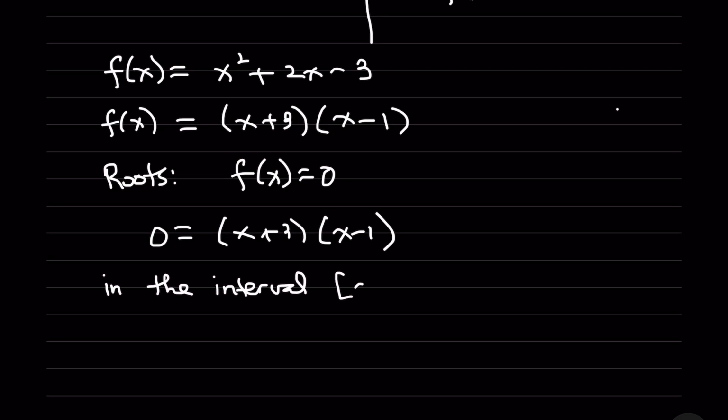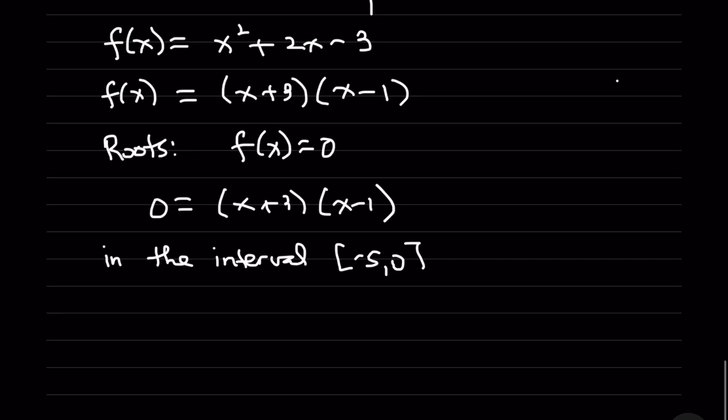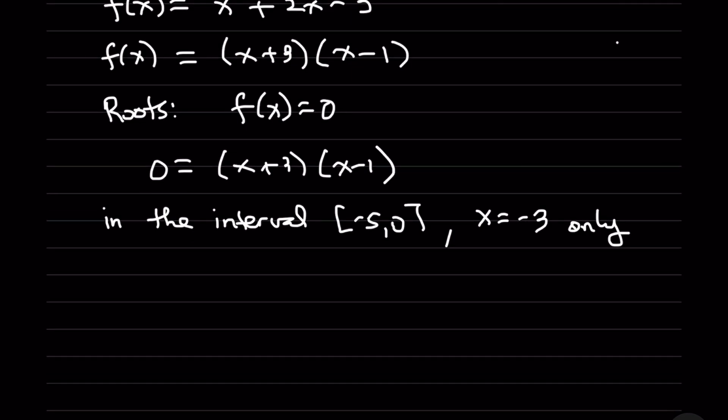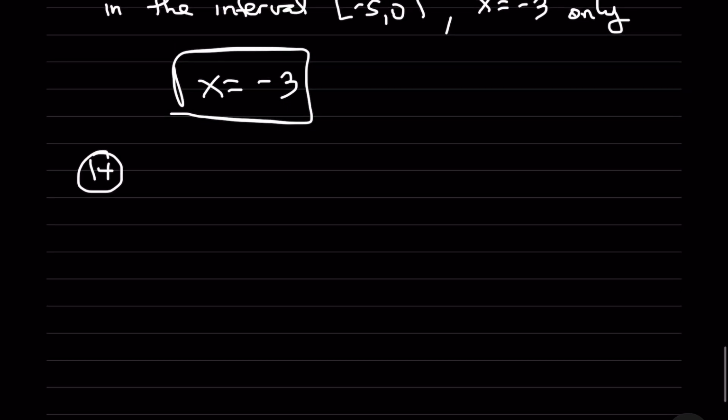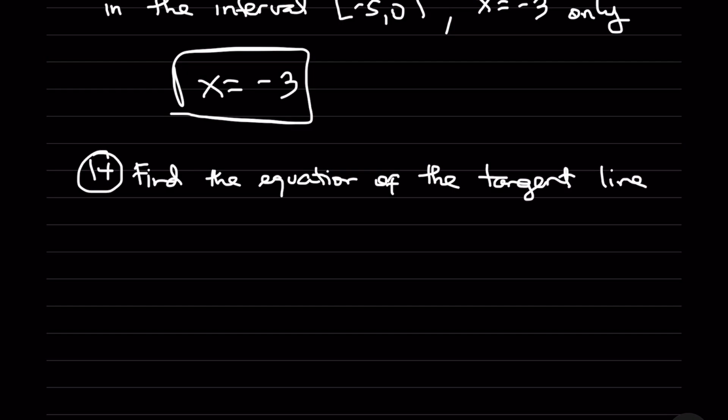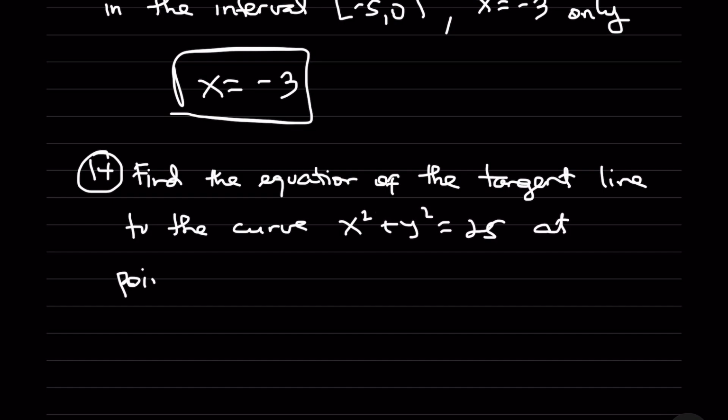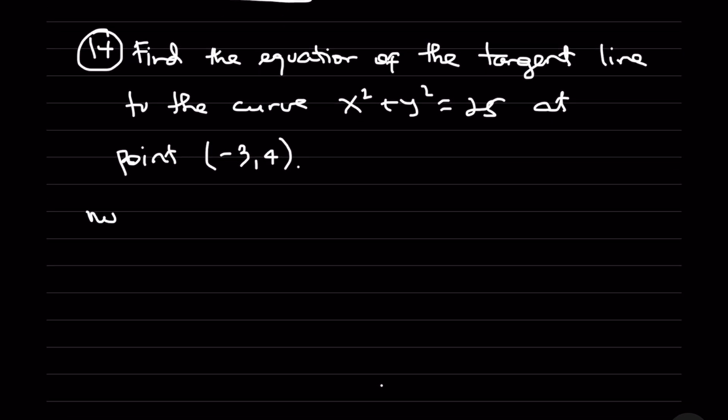So based on the factored version of f of x, the values of x are 1 and -3. But because we are concerned with the interval -5 to 0, the value of x is equal to -3 only. Next question, find the equation of the tangent line to the curve x squared plus y squared equal to 25 at point -3, 4.